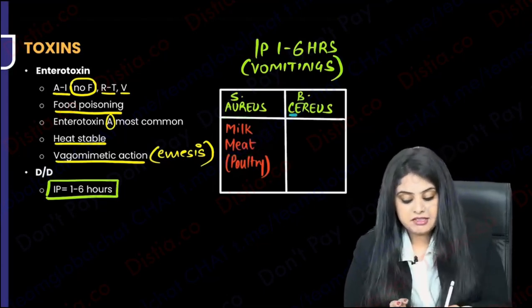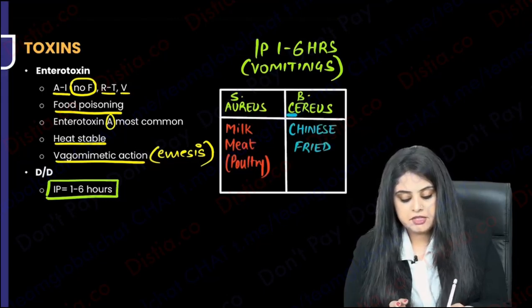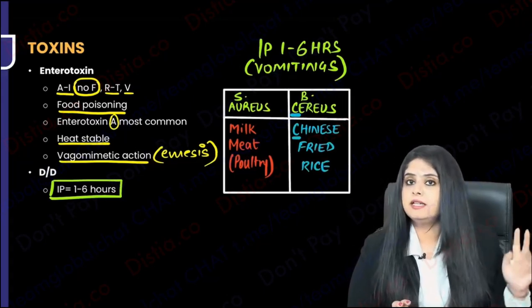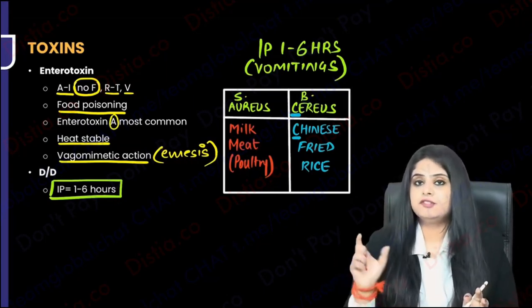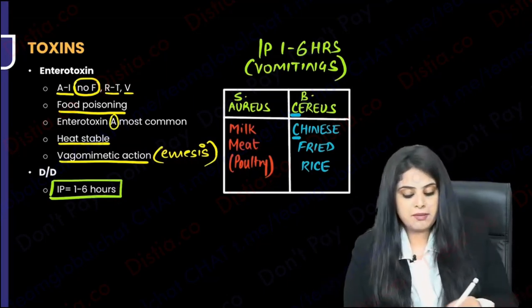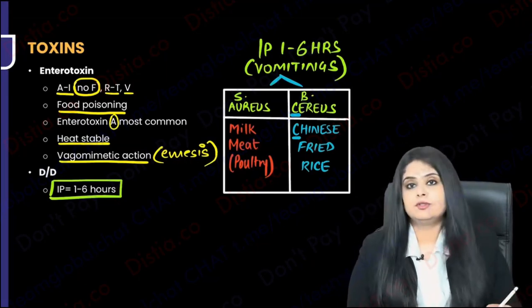Whereas Bacillus cereus, C for C, that is, if they give you a history of Chinese fried rice, then they are referring to Bacillus cereus. That is going to be your hint in the exam. So milk, meat ke liye Staph, and C for C, Chinese fried rice, cereus. Both of them have an incubation period of 1 to 6 hours.